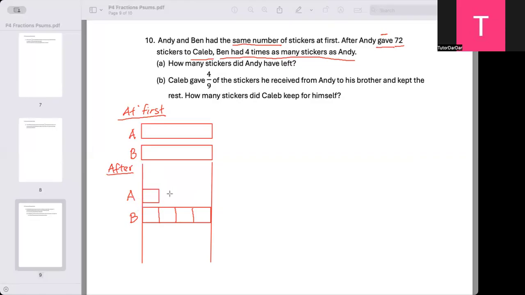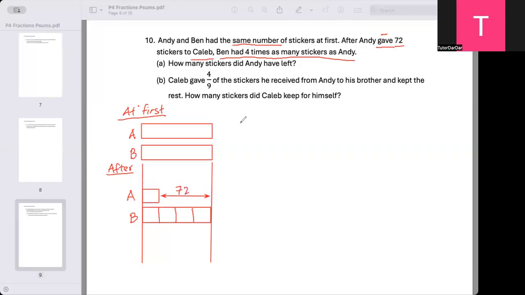So now, you can see that this portion is empty. You see, at first, they both have the same. Now this portion becomes empty. So this empty portion, from here to here, is going to be the 72 stickers that Andy gave to Caleb. So this is going to be 72.